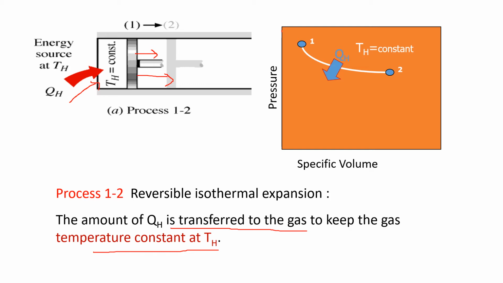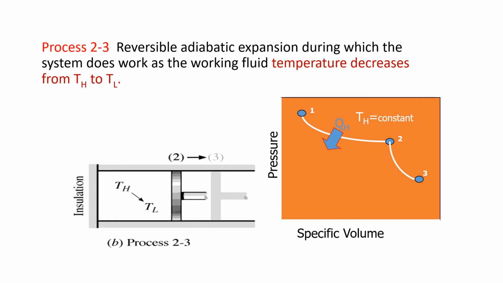So inside a PV diagram, it's pressure versus specific volume diagram. You'll see the pressure is going down from 1 to 2 at this point. So for process 2 to 3, the piston is continuously moving to the back. So this is a reversible adiabatic expansion.